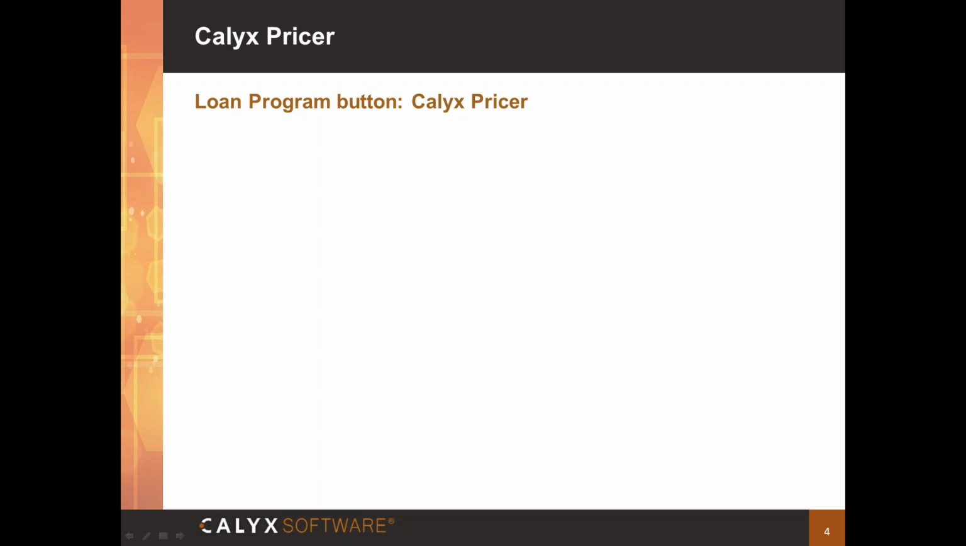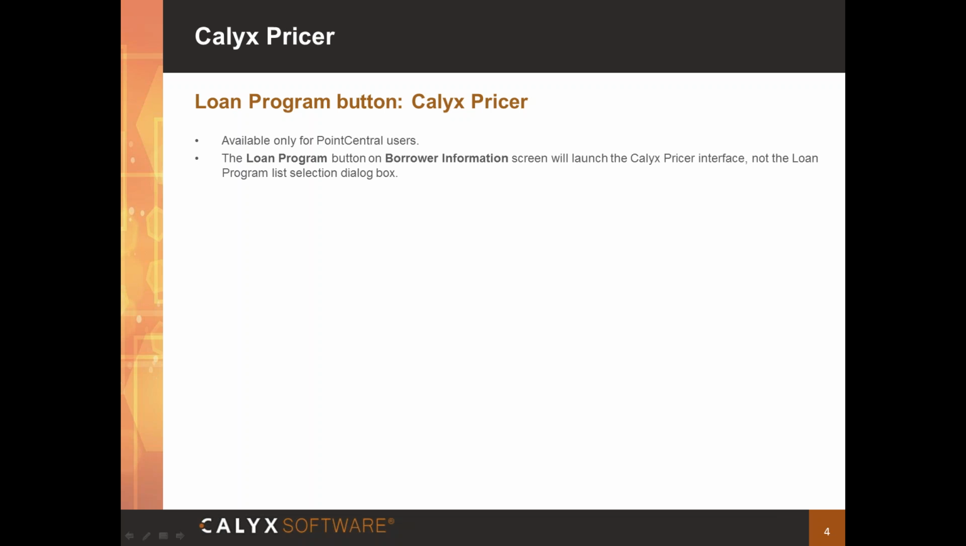The first one we are going to look at is the Loan Program button for Calix Pricer. It is available only for PointCentral users. The Loan Program button on the Borrower Information screen will launch the Calix Pricer interface, not the Loan Program List Selection dialog box. We will show an example of this here shortly.